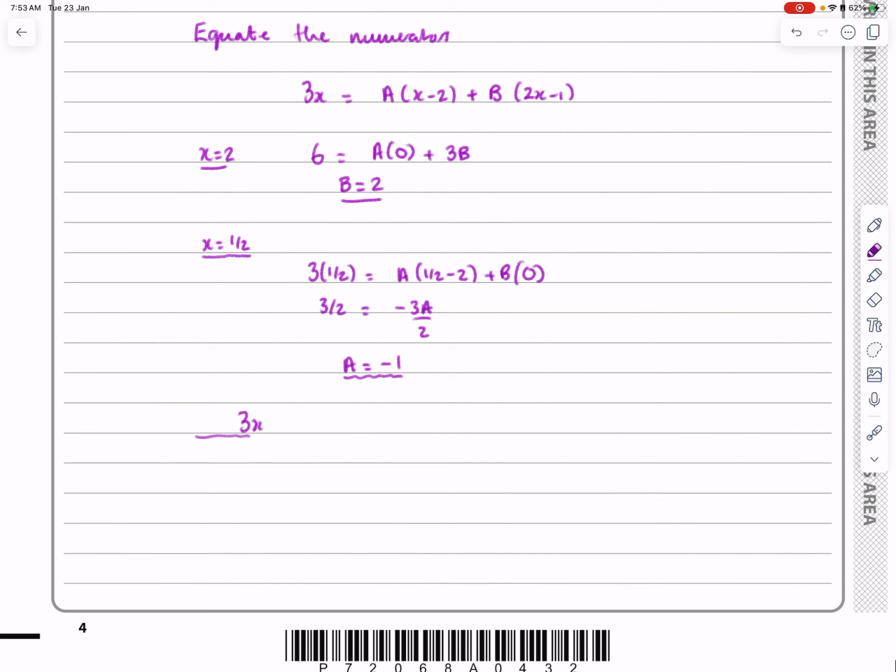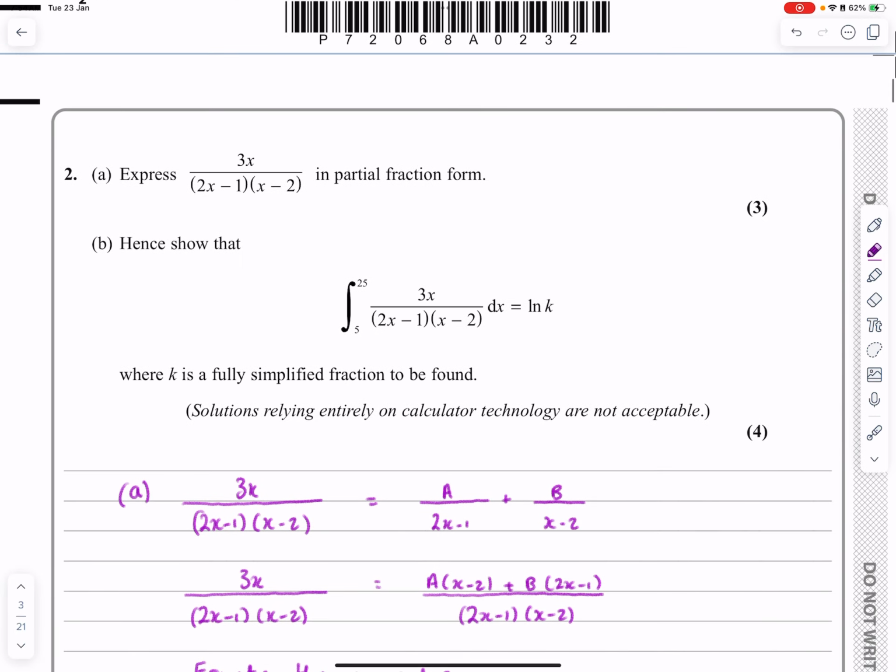So here, let's make sure I answer my question. 3x over (2x minus 1)(x minus 2) can be written down as, I'm just going to keep it in the same order, minus 1 over 2x minus 1 plus 2 over x minus 2. Okay, so I've managed to do the first part, which was to express that in partial fractions.